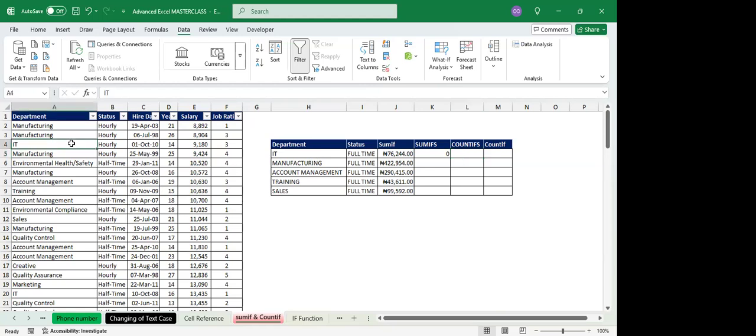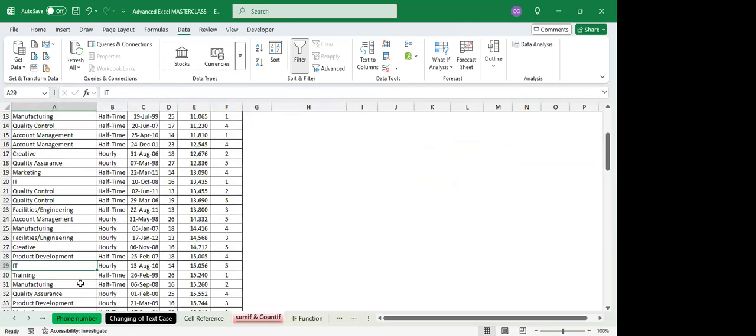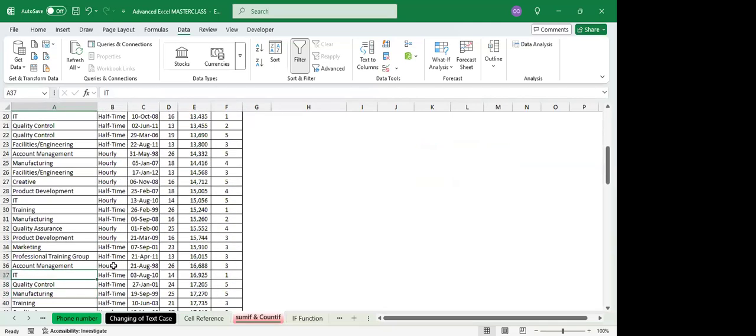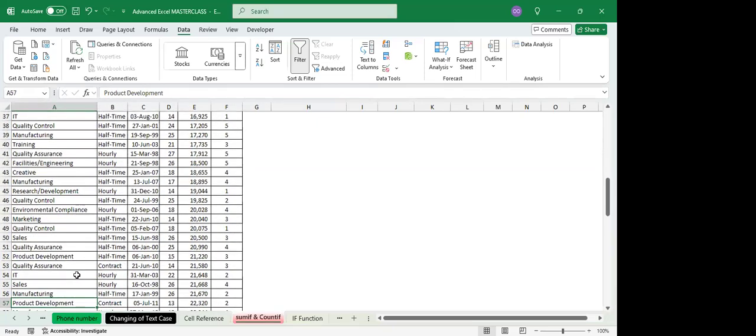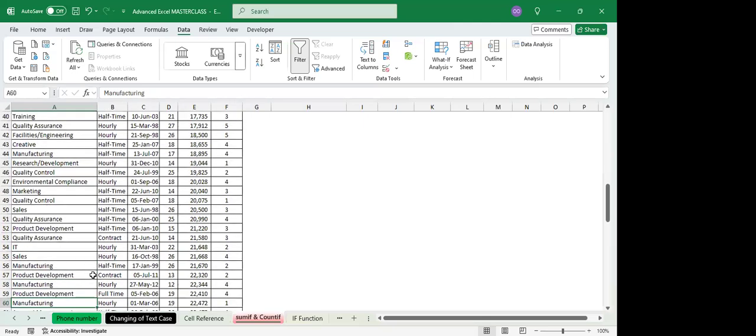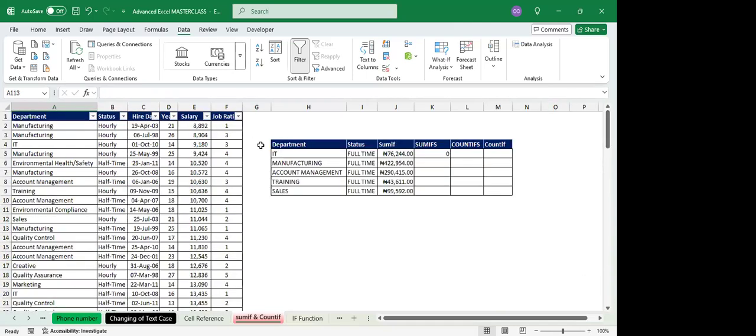Let's check for ourselves. This guy in IT department is an hourly staff. He's not full-time. Check this one. It's half-time. Let's go down to the next IT. This is another IT, hourly, not full-time. Let's check the next IT. This is the next IT, half-time, right? Not full-time. Let's check again. This is the last IT here. It's also hourly. So that's all, okay? There's no IT staff that is a full-time staff.